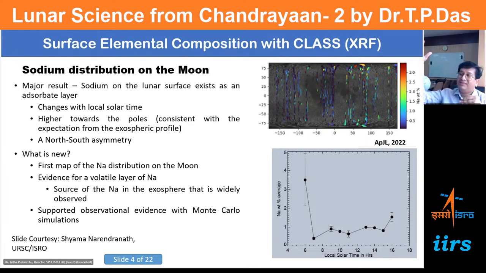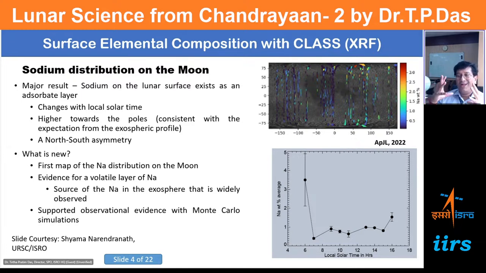So CLASS could see more sodium, or it was in a position to do a global mapping of the sodium for the first time. So what was found in the study? It was found that a part of the signal which was coming, which told that it is sodium, could be arising from a thin layer of sodium atoms which was weakly bound to the lunar grains. Okay, and those sodium atoms can be released from the surface by the solar wind or the ultraviolet radiation more easily than if they're part of any lunar minerals.